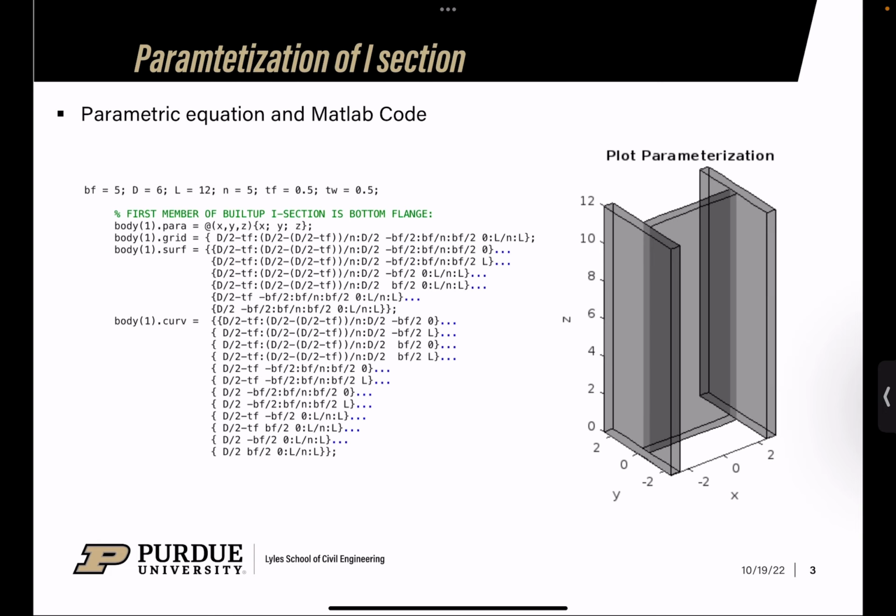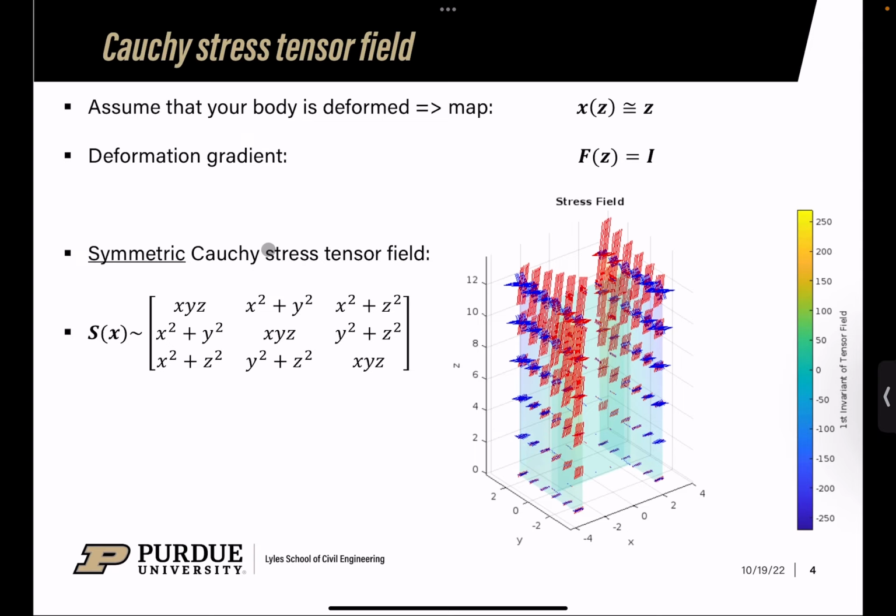The body I've chosen is an I section, and here is the parameterization of the I section. In this case, we are assuming the basic parameterization of the body to be the same as the deformed shape of my body. So the deformation gradient would be the identity matrix. Here is the Cauchy stress tensor field I've chosen for my body, and here's the corresponding stress field acting on the body.